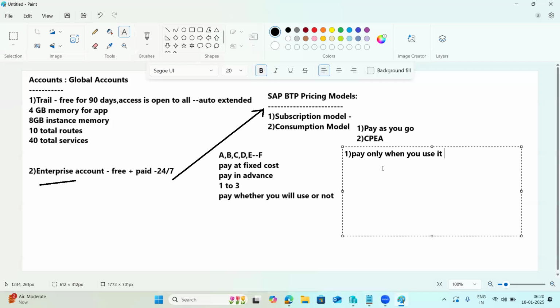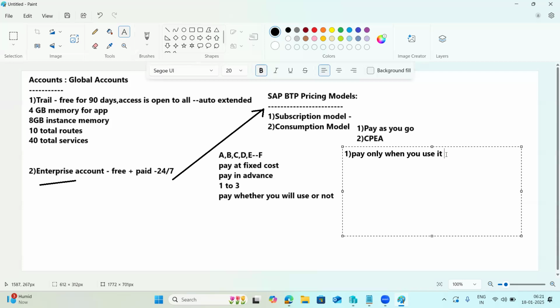Pay as you go means you have access to all the services that are available, and it's a highly flexible, zero-commitment model. You don't need to pay anything upfront, and there is no minimum usage requirement. When you are using it, then only you have to pay. Pay only for the BTP services that you use. You are billed monthly.